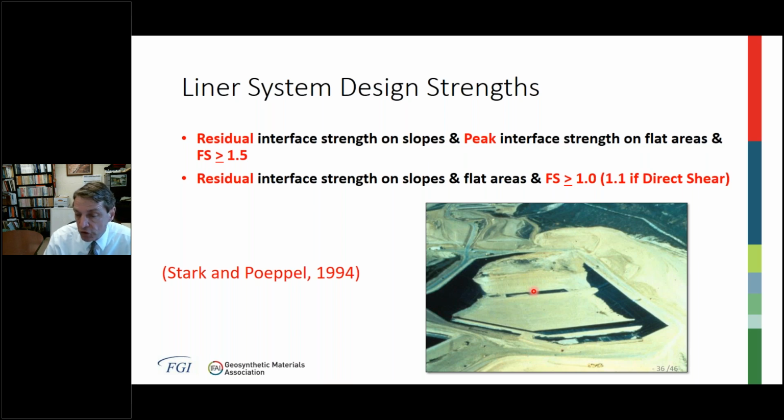If you use a direct shear test to measure your interface strengths, using a factor of safety of 1.1 is recommended because generally in shear box testing, you do not reach the residual value. I'll discuss next time how you can extend the results of direct shear tests on a semi-log plot and extend it out such that you can estimate the residual strength, and then you could use that for your analysis with a factor of safety greater than 1. But if you're just going to use the strength at the end of the direct shear box travel, you should use a higher factor of safety than 1.0. So that's the design strengths for the liner system. Now let's turn to the cover.